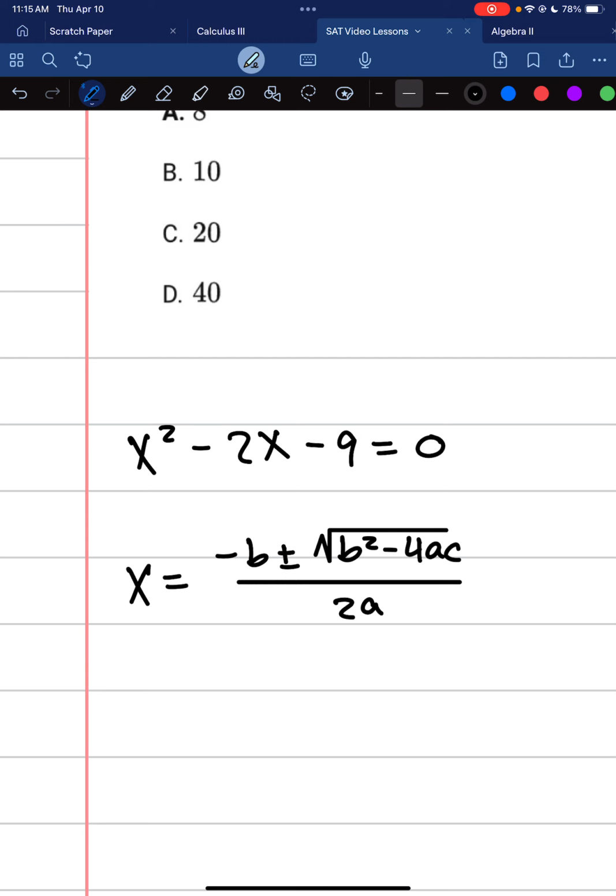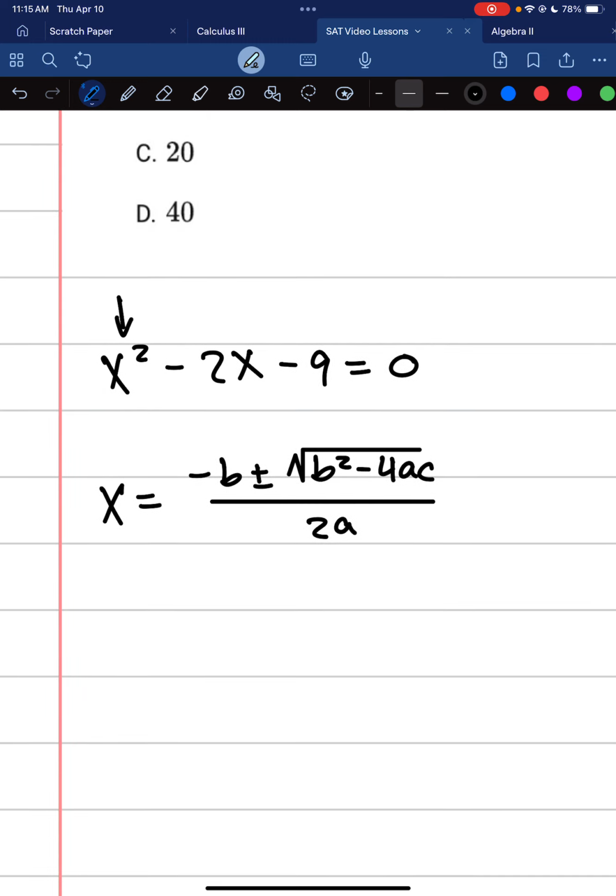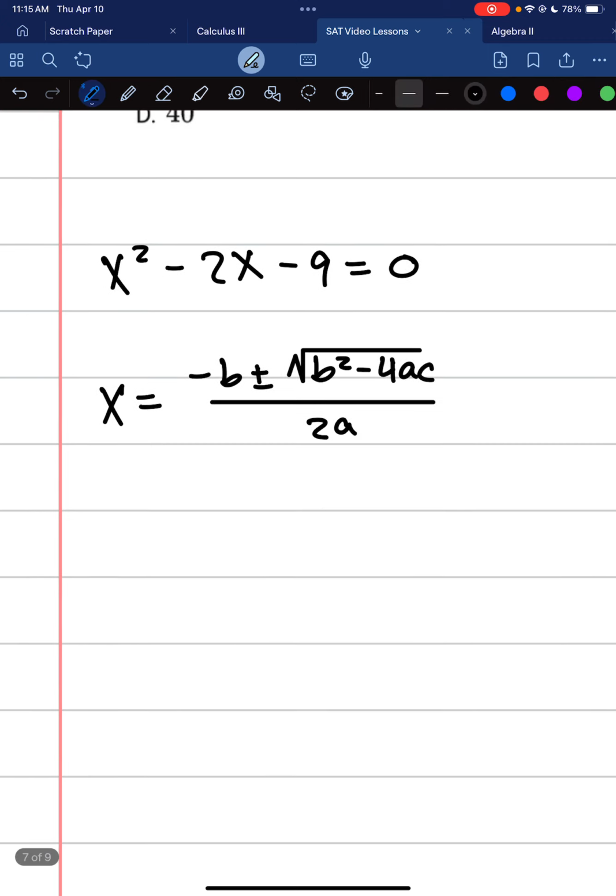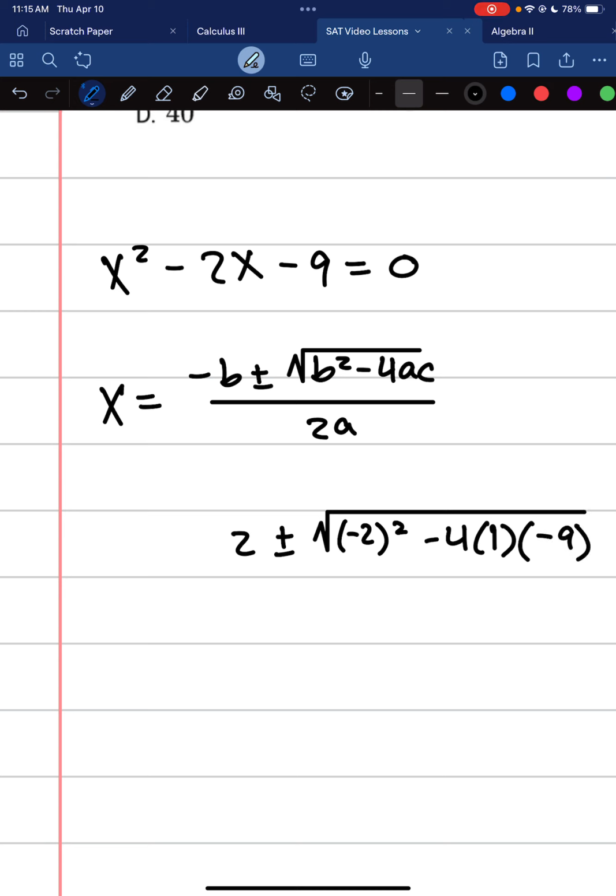In this case, our a value is going to be 1, our b value is negative 2, and our c value is negative 9. So I'm going to plug those into the quadratic equation, and I end up with negative b, or negative of negative 2, which is just going to be positive 2. So I'm going to have 2 plus or minus the square root of negative 2 squared minus 4 times a, which is 1, times c, which is negative 9, all of that over 2 times 1.